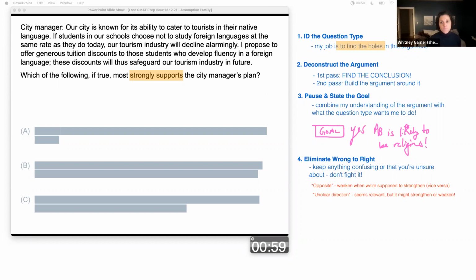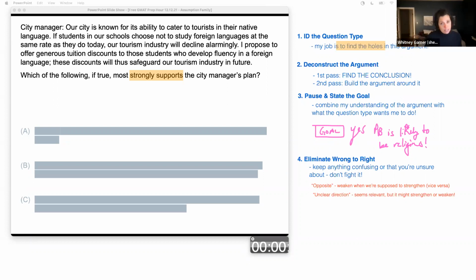All right. So we've got a lot of beliefs running around. Our city is known for its ability to cater to tourists. That sounds sort of like a fact. If students choose not to study, our tourism industry will decline alarmingly. Now that feels like a conclusion. That feels like a belief. If students choose not to study foreign languages in the way they are right now, then we are in trouble. Okay. That very likely could be our conclusion.